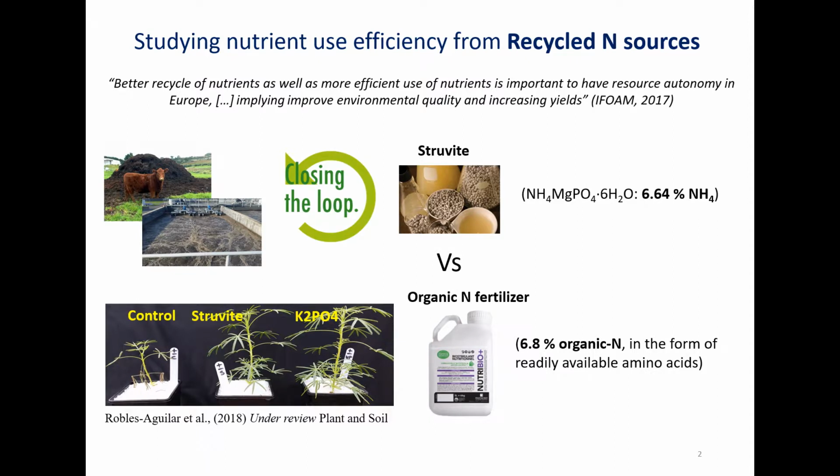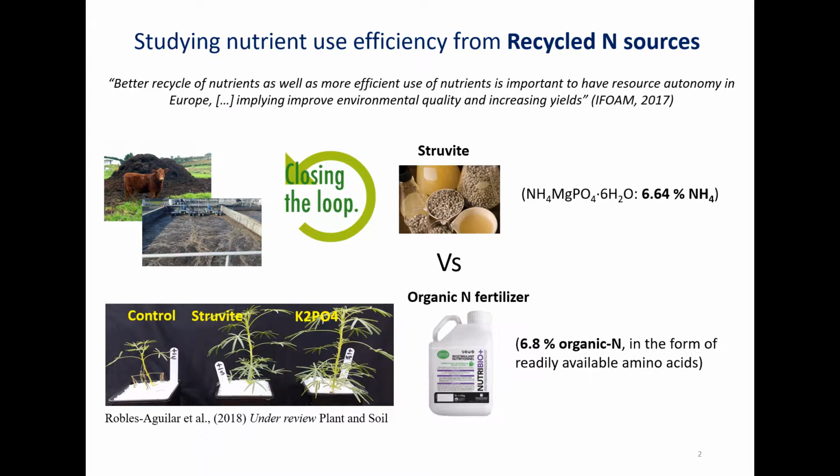In my group at the Forschungszentrum in Jülich, the alternative biomass group, we have been working a lot with recycling, or testing the nutrient use efficiency of recycled products. So today I will be talking about recycled nitrogen sources. We believe that better recycling of nutrients and improving their use efficiency can help us to have resource autonomy in Europe.